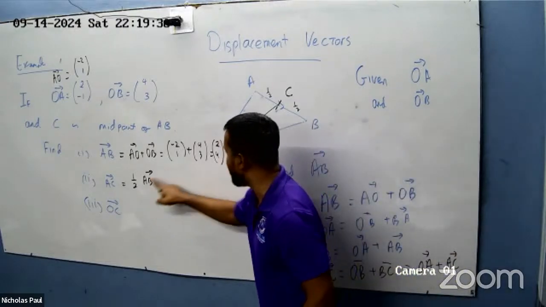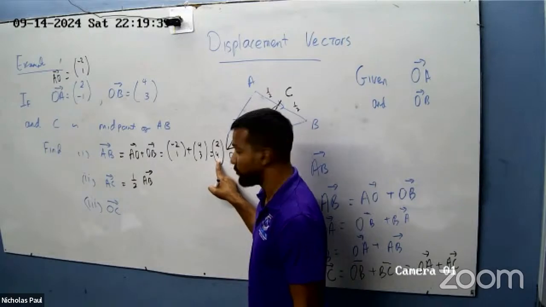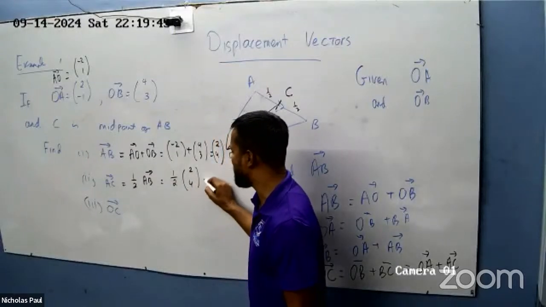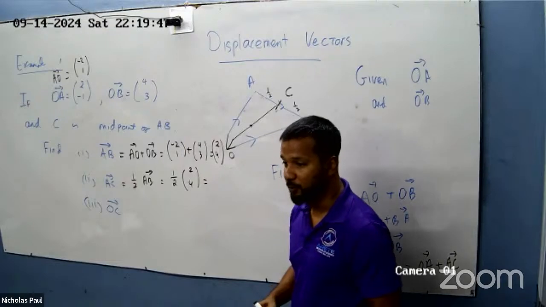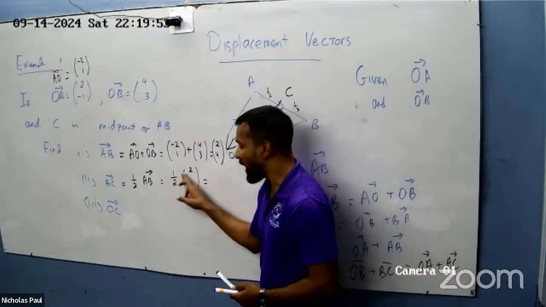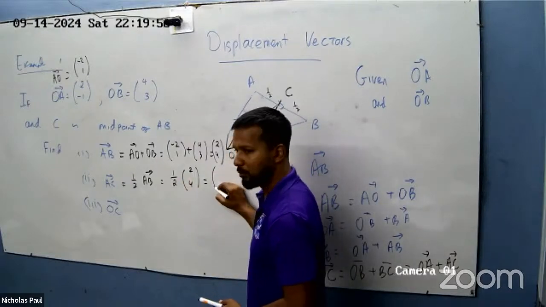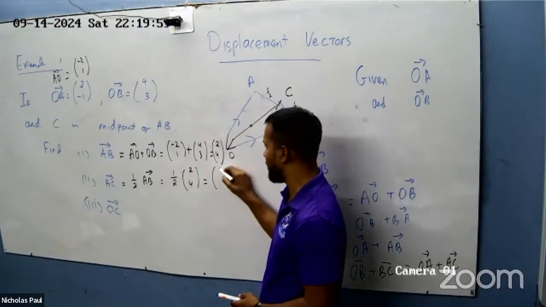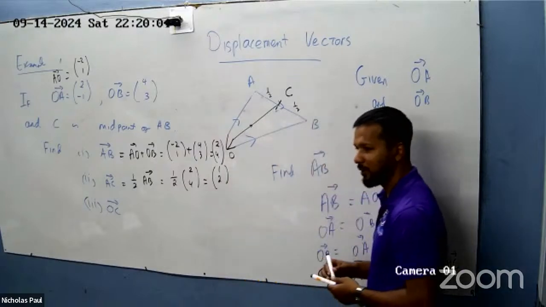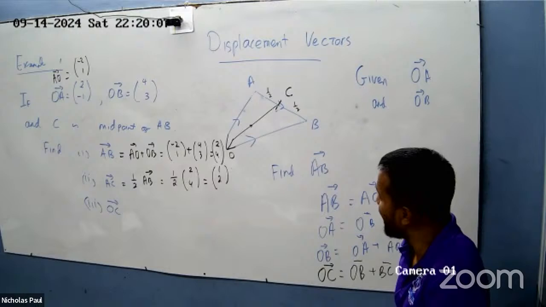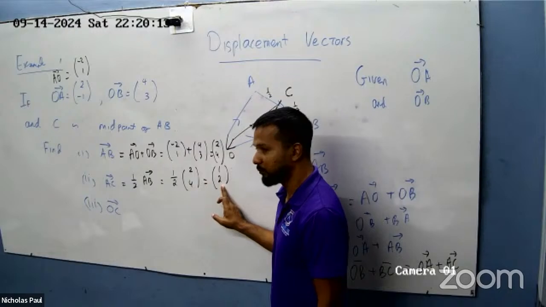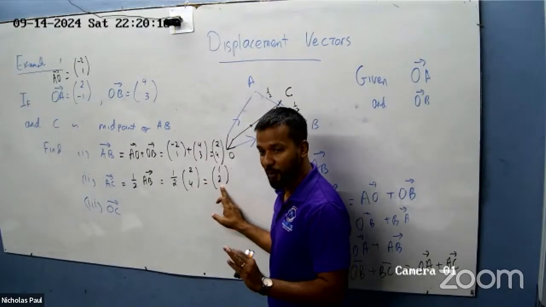And what is AB? (2, 4), right? So I really have to find half of (2, 4). That's all. Everybody okay with that? What is half of (2, 4)? (1, 2). Half of 2 is 1, half of 4 is 2. Anybody confused? Everybody okay there?